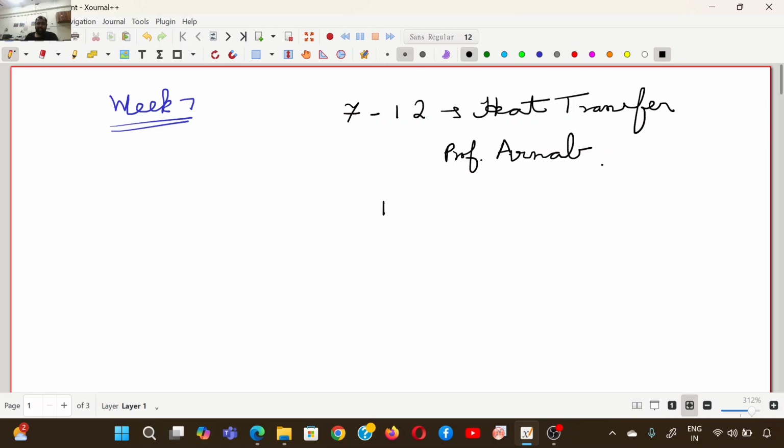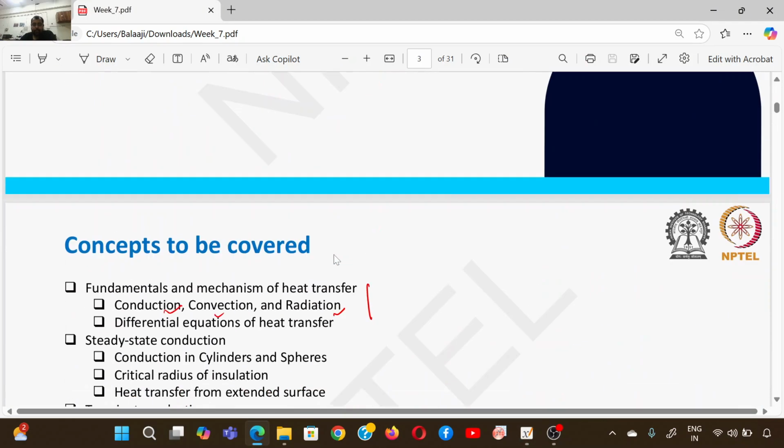And as I said, I will take an extra class in the 13th session where I will try to cover the turbulence portion, or if something more interesting pops up, like a combination of fluid dynamics and heat transfer, something like that, we'll see.